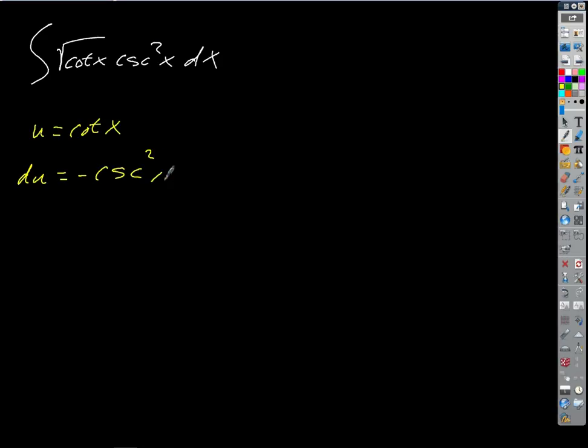So negative cosecant squared x, dx, right? Because we're writing it in differential form. du/dx is negative cosecant squared x, right? So du is negative cosecant squared x dx, right? Okay, so then this becomes, let's make our substitution. So what have we got here? So this part becomes what?